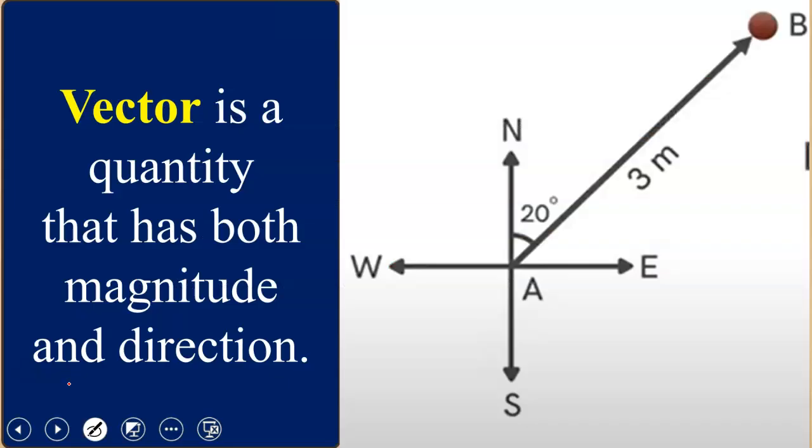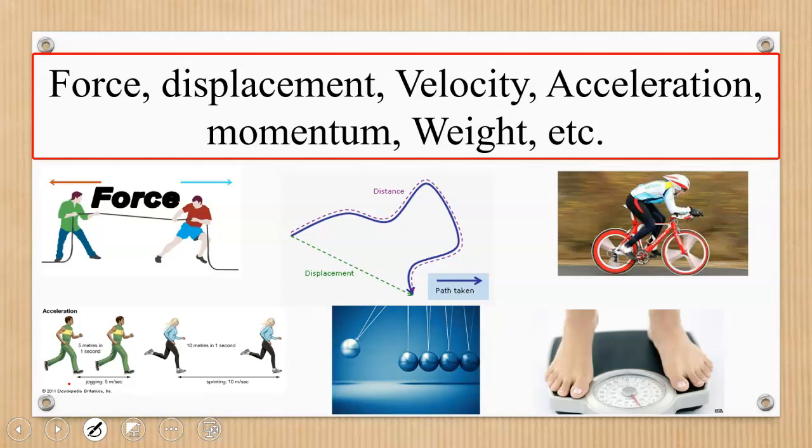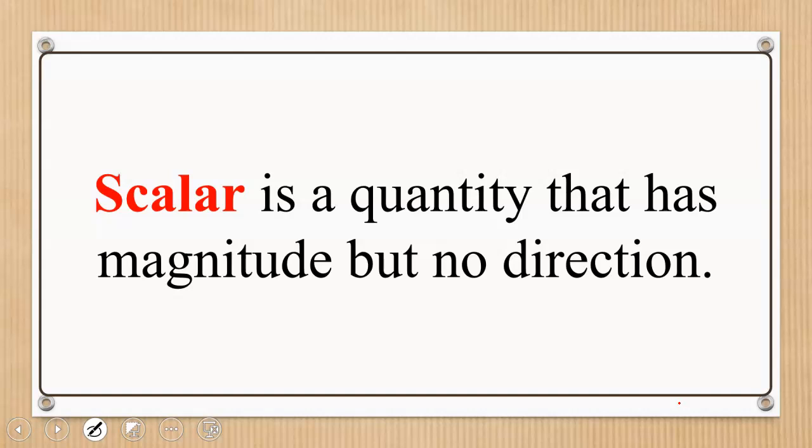Those that can be called vector quantity, they have both magnitude and direction. For example, force. Force has both direction and magnitude because we can measure it with some amount and we can also know the direction it goes. We have displacement, velocity, acceleration, momentum, weight, and so on and so forth. All these physical quantities have both magnitude and direction. Good. Then we also have scalar quantity, which is a quantity that has magnitude but no direction.